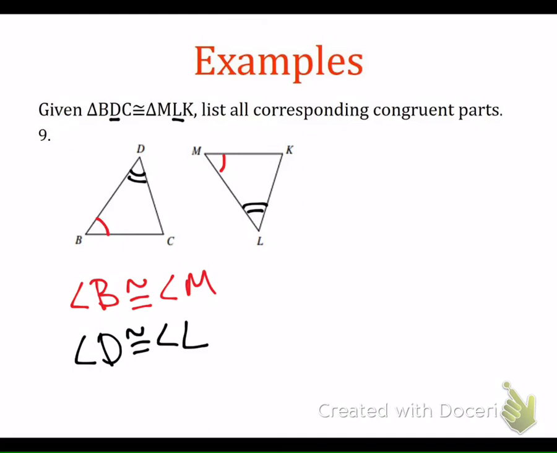Oh, that's gonna be hard. All right, and then finally, C is going to have to match up with which one? K, because they're both in the third spot. Yes. Good. So those are the angles.